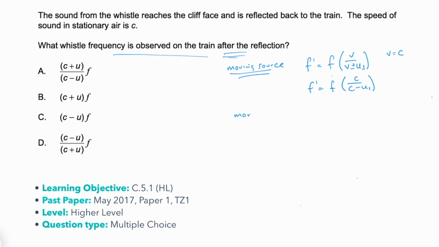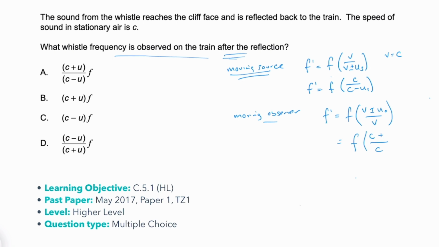After it's reflected off the cliff face, it becomes the moving observer. So we have another equation for that. That's f dash equals f v plus or minus u-o over v. And of course v is equal to c, so let's rewrite that: f c plus or minus u-o over c. Do we want a plus or a minus? Well, we want the frequency to increase because it's moving towards it, so it's going to be plus u-o. So let's just call that f1 dash and f2 dash. And of course, us is equal to u-o. Let's call them all u, because the train stays at a constant speed. Let's bear that in mind.